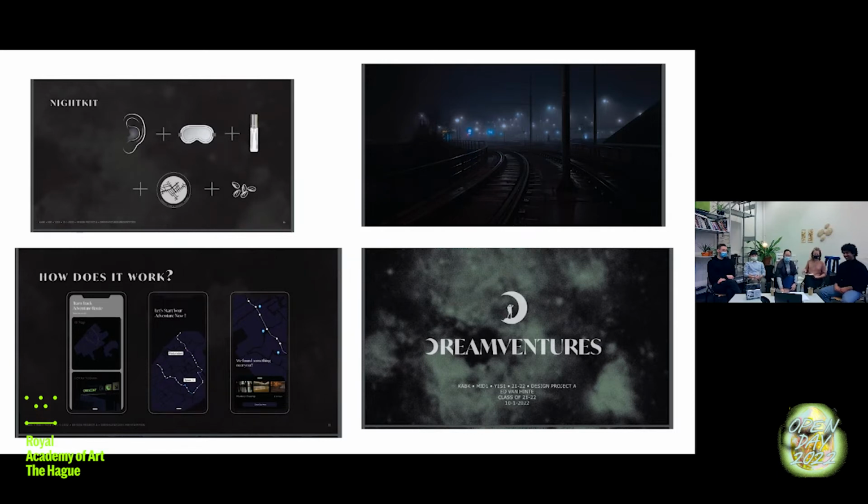Can you, just before we go on, describe a bit of what we're seeing here? Because there was something about a railway. What's happening there? So what we did was we tried to relook at the city. How does the city get transformed at night? What comes to life at night? And we tried to curate a program that takes people through this different nightlife experience.